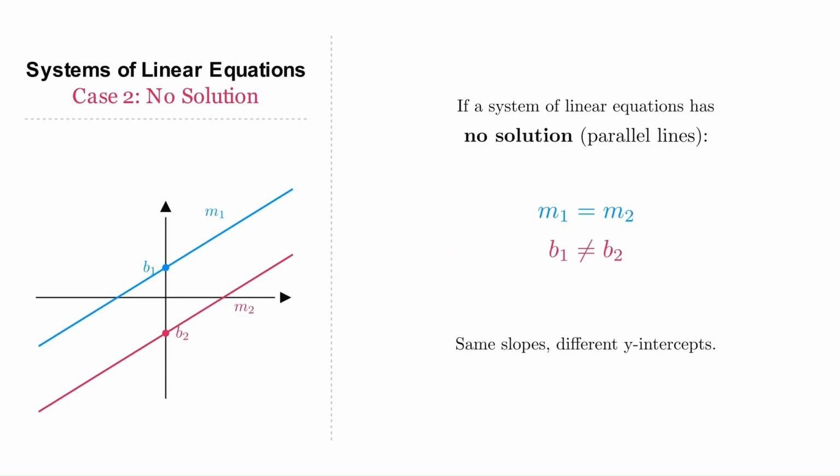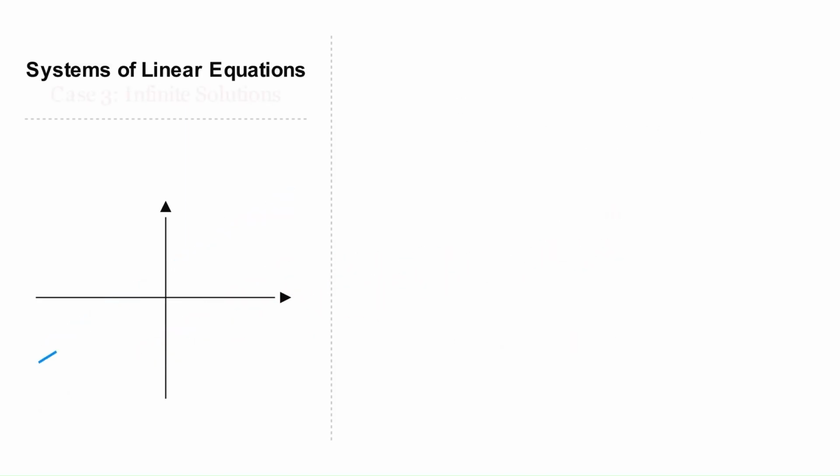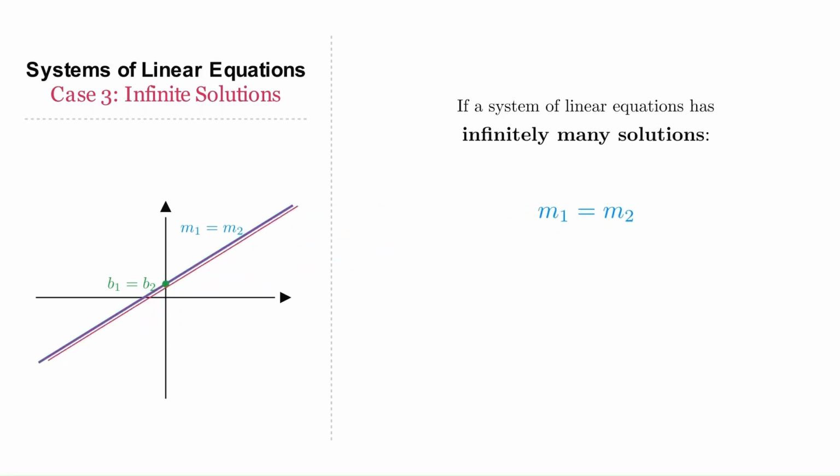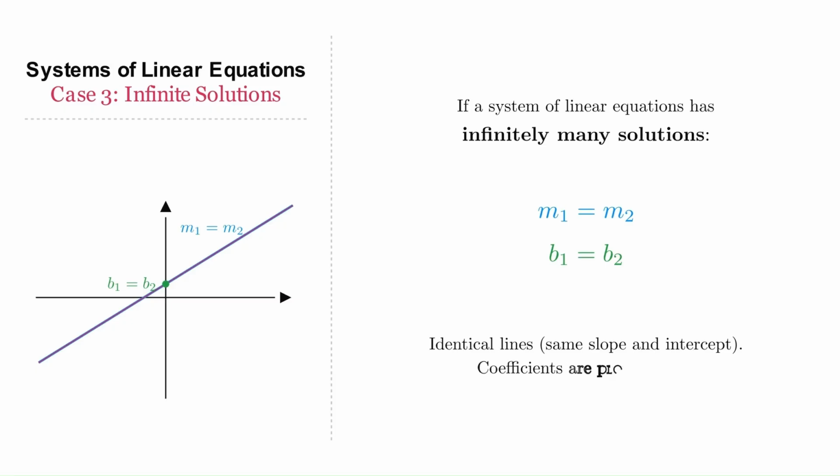Finally, we have case 3, where a system has infinitely many solutions. This happens when both equations represent the same line, so the two graphs lie directly on top of each other. In this case, both the slopes and the y-intercepts are identical. Algebraically, this means the coefficients of the variables and the constant terms in one equation are proportional to the corresponding coefficients and constant term in the other equation.